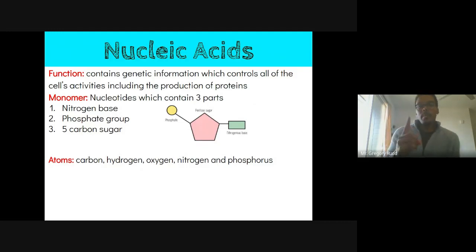DNA is one example of a nucleic acid. There are other examples, but the function of all nucleic acids is to carry genetic information and to control the activities of the cell. In Unit 2, we will spend that entire unit talking about cells, and we'll come to find out that the cell is a really complex, complicated place.